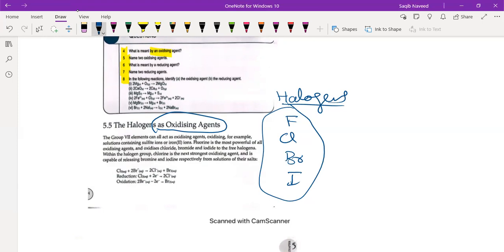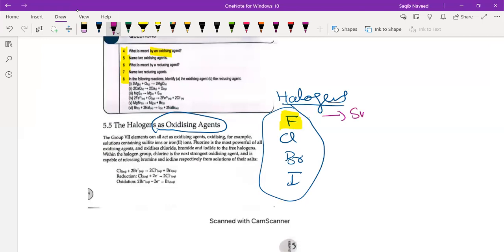Yes, beta. So the answer would be fluorine. Always keep in mind, fluorine is the strongest oxidizing agent. Chlorine is weaker than fluorine, bromine is weaker than chlorine, and iodine is the weakest oxidizing agent among the halogens, right? So who is the strongest? Fluorine.